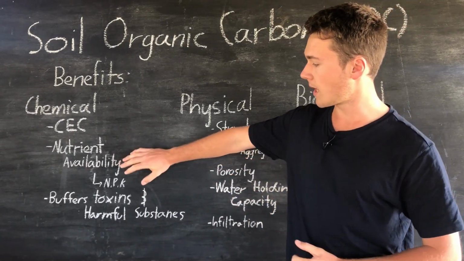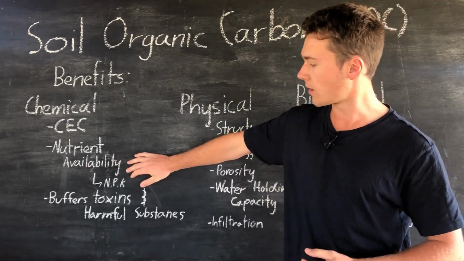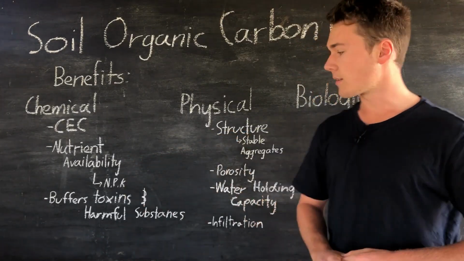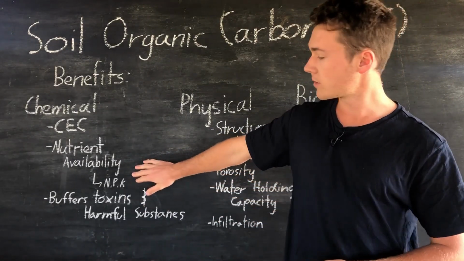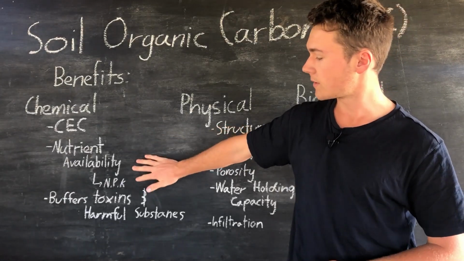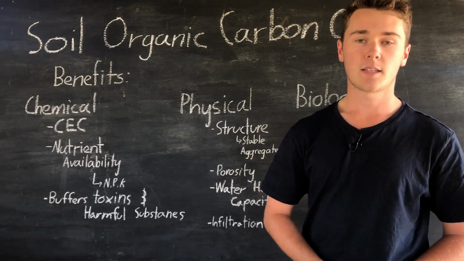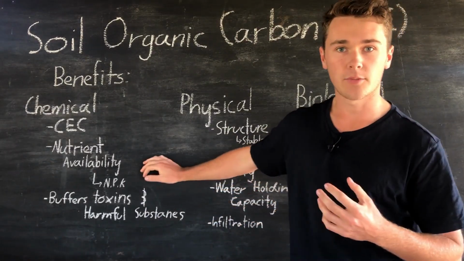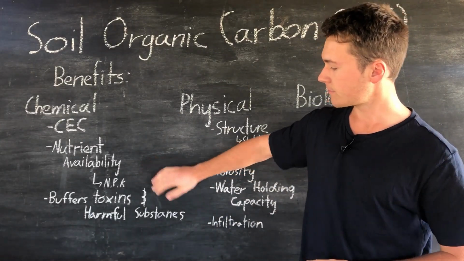These include our macronutrients as NPK, so nitrogen, phosphorus and potassium. These are really important for our plants' growth and development, so we need a lot of these. The breakdown of our organic matter will increase these, as well as our trace minerals and micronutrients. And so they're also really important for plant growth and development.